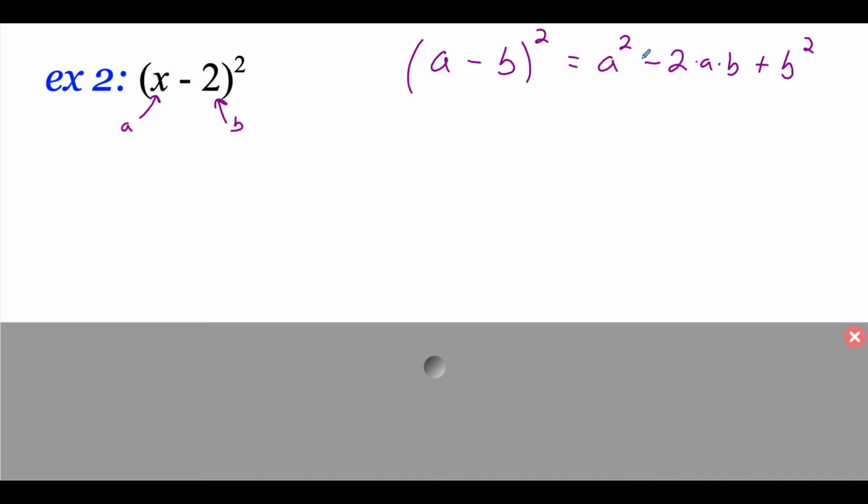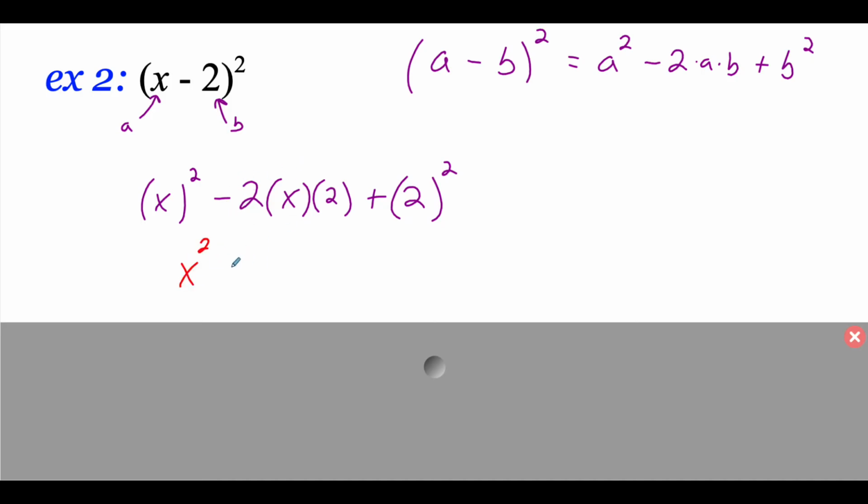So I'm supposed to go with a squared, so x squared minus 2 times the a value times the b value, so times the x and times the 2, and then plus the 2 squared, plus the b value squared. Well, when we take x and square it, we're just going to get x squared. In the middle, if I take this negative 2 times this 2, I'm going to get negative 4, but we still have that x attached to it. And then if I take this 2 and square it, I'm going to get plus 4. So I get x squared minus 4x plus 4.